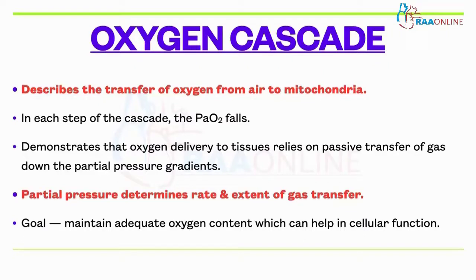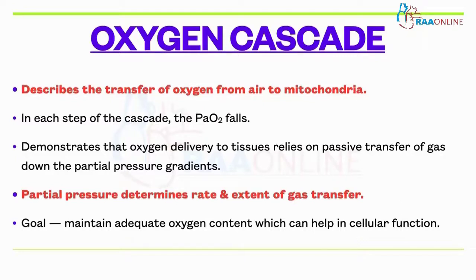That is, gas which is present in a higher concentration or at a higher partial pressure in a given place is transported to another area which has practically no oxygen or a lower concentration of oxygen. So what determines the rate and extent of gas transfer? Let's say from the atmosphere to the alveoli, from the alveoli to the vessels, from the vessels to the interstitium, and from the interstitium to the tissues or the cells. It is partial pressure.